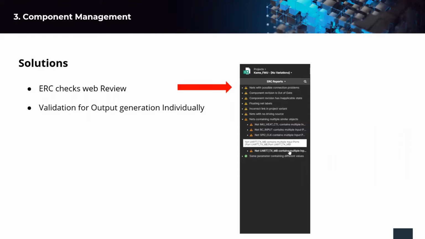Next, we also have validation. When you release your PCB board to the manufacturer, you should know whether the component is in the design state or the obsolete state before you release it. You can identify this now under the output job. I will show you this in the demo.